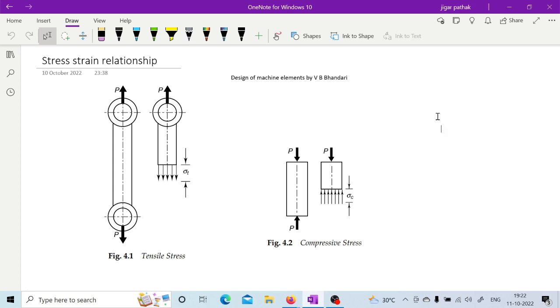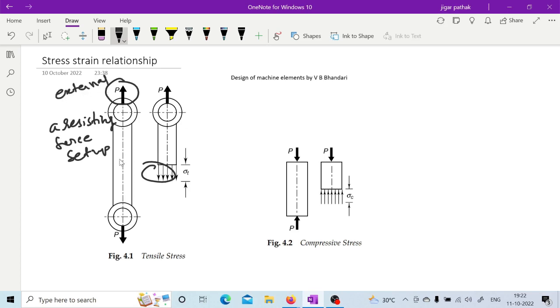So basically, whenever a mechanical component is subjected to some external force, as mentioned here, a resisting force is going to set up inside the component, as you can see. So this is the external load applied.